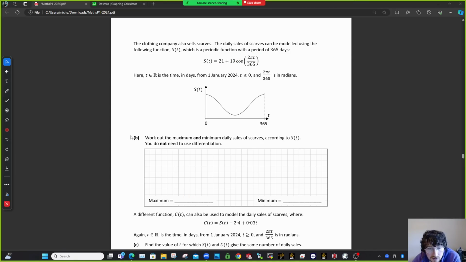Now, this part down here is a little bit more involved. They said there's this new function called C, and it is the original function with a little bit extra attached on. So they're asking, when do S and C give the same value, the same number of sales? S is the number of sales, and so is C. So you just set them equal to one another.